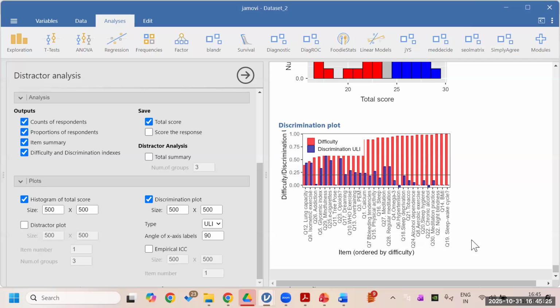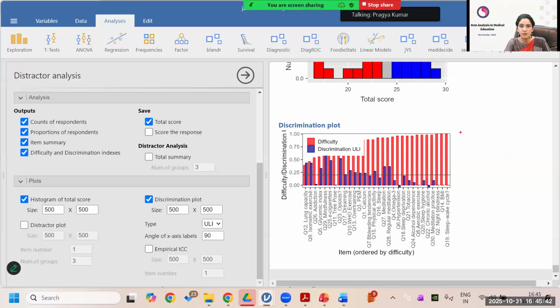Ma'am, can you please describe the last graph again, the discrimination plot? Discrimination is like both difficulty and discrimination ULI. So you can see here that the red color means it is increasing, increasing, increasing. These are all red. Red means a very high difficulty index, meaning a very easy item. So all these items were very easy. And then if you see the discrimination, this is the cutoff. Can you see a line here, 0.25?